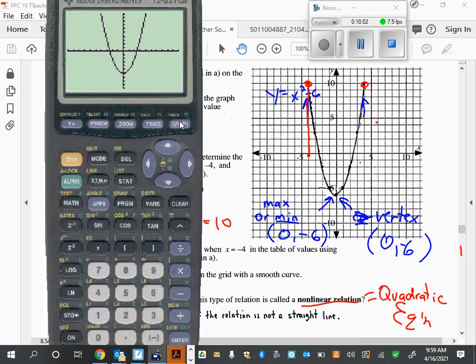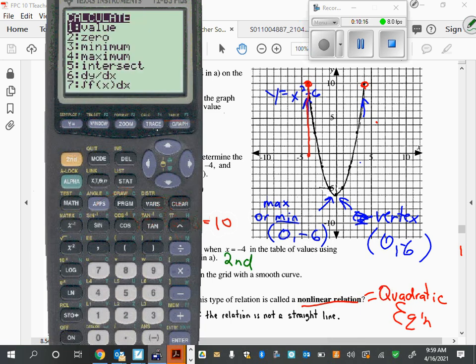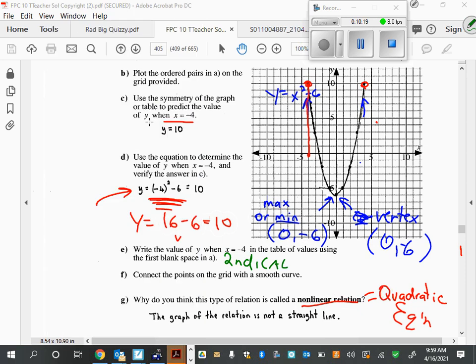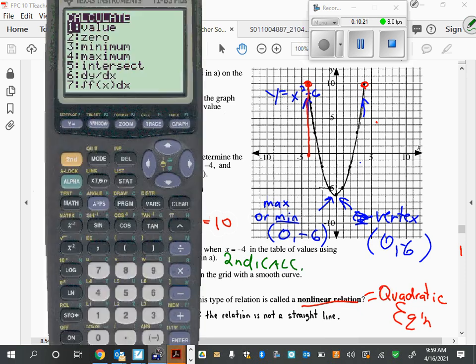I want to know how to do the vertex, and this is how you do it. I have to write it down. I'll go in green here. You do second, calculate. So your trace button becomes the calculate button. It's the second button on the top row, to the right, beside the graph button. That's your calculate. So second, calculate.